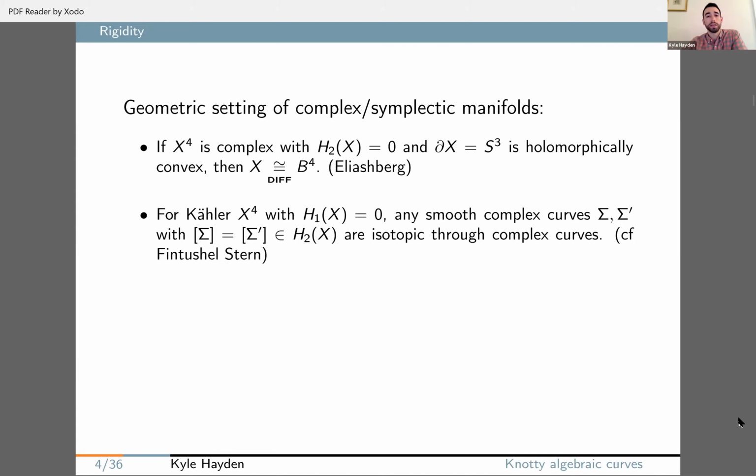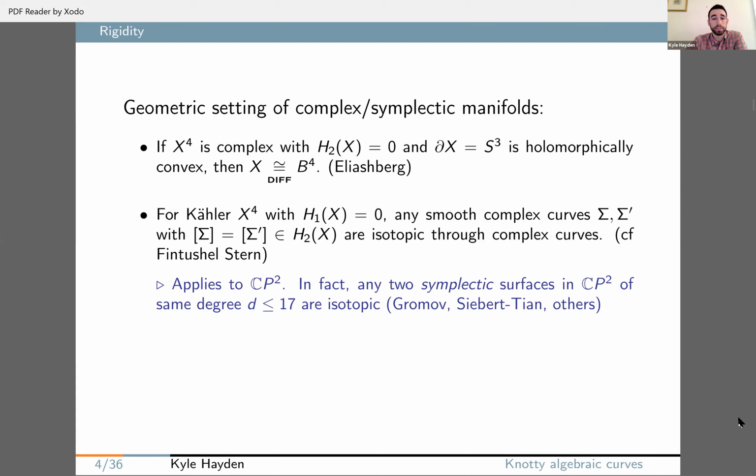Getting to the case of surfaces, if we're looking at, in particular, sufficiently nice types of complex four-manifolds, they're known as Kähler surfaces. So these are nice, complex symplectic four-manifolds. They have first Betti number 0. Then any two smooth complex curves that are homologous are in fact isotopic smoothly, and not only smoothly, but through complex curves. So this is saying that once you restrict your attention to smooth complex curves in nice complex surfaces, in fact, homology determines isotopy. So you get a real collapse in terms of the rigidity behavior. So for example, this applies in CP2.